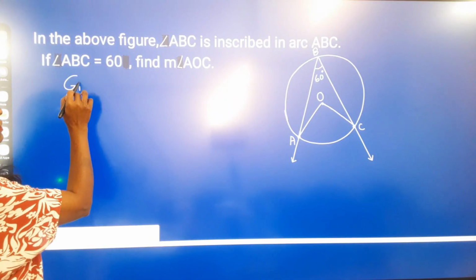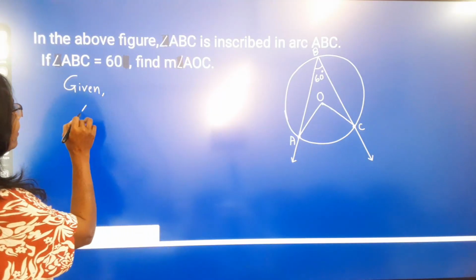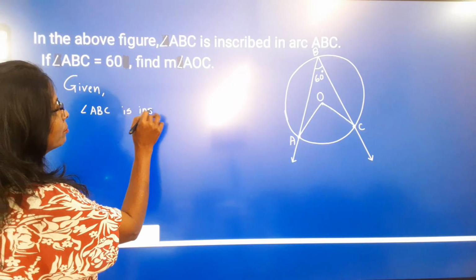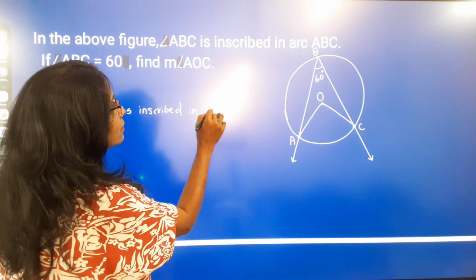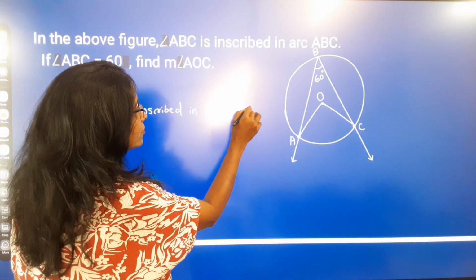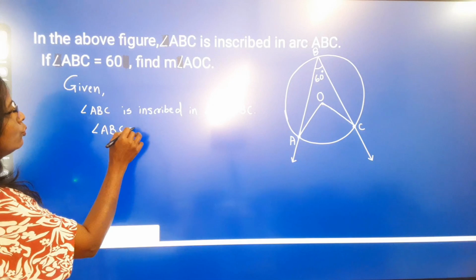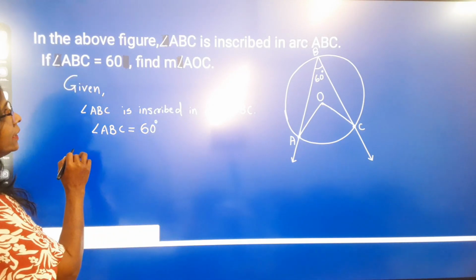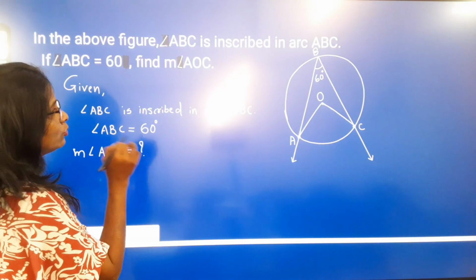First we write here the given. So in the given, first we write down that angle ABC is inscribed in arc ABC and angle ABC is equal to 60 degree. Okay, and then finding out that major angle AOC is equal to question mark.